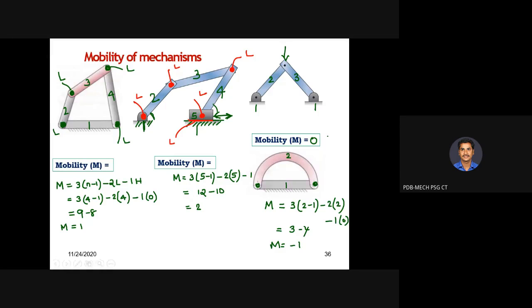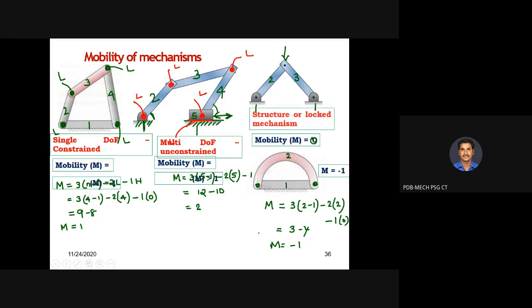So if 0 comes, it is said to be a structure. If 1 comes, 1 degree of freedom; if 2 comes, 2 degrees of freedom. If minus 1 comes, what is it called? It is called a preloaded or indeterminate structure. You would have studied in engineering mechanics: if the number of equations is less than the number of unknowns, it is said to be a statically indeterminate structure. Similarly here minus 1 has come. It is called a preloaded structure or indeterminate structure. So whenever mobility is 0, it is called a structure or locked mechanism.